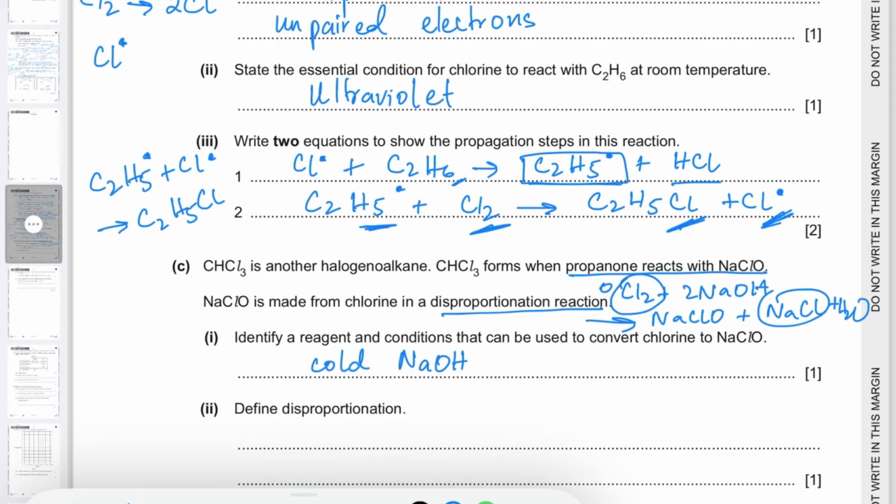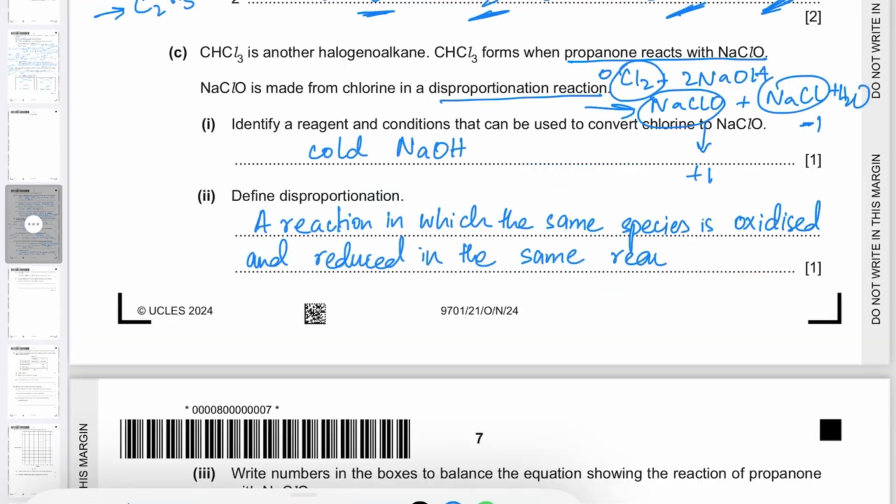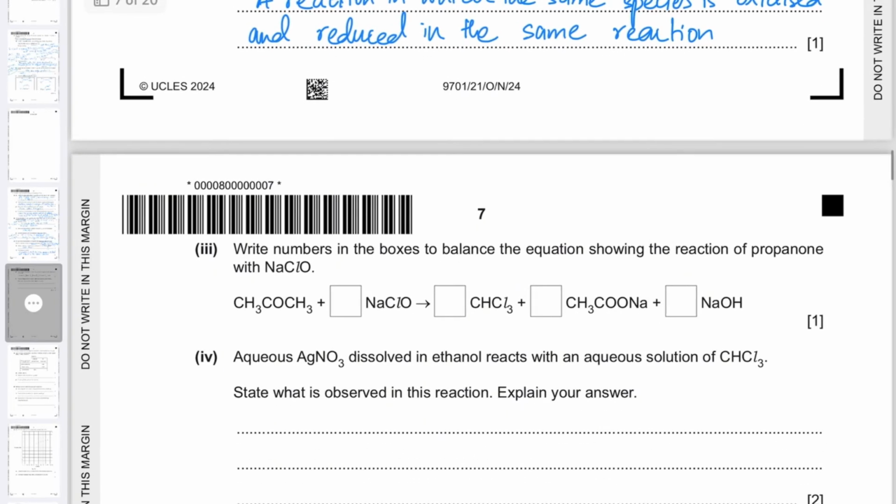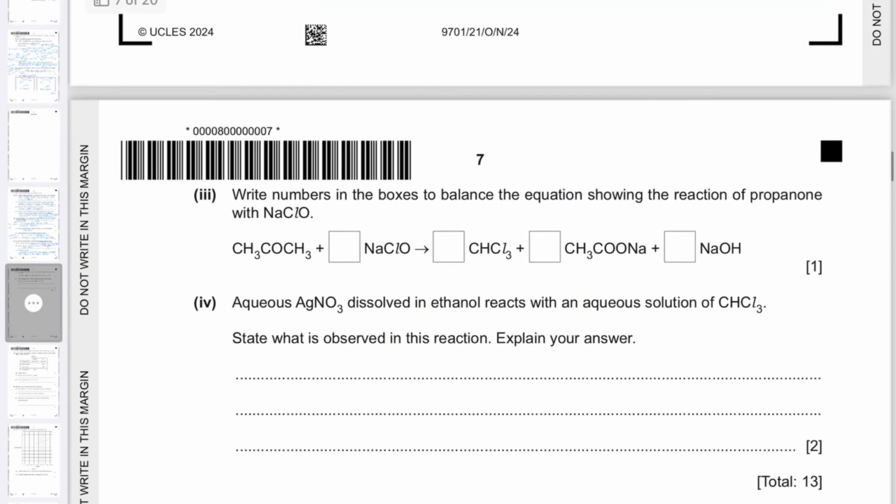The oxidation state of chlorine will be decreased to -1 in sodium chloride, and it will be increased to +1 in sodium chlorate. So as you can see, the oxidation state of chlorine both increases and decreases. In other words, it's both oxidized and reduced in the same reaction. All of these definitions are something that you will need to memorize to be able to score these marks easily.